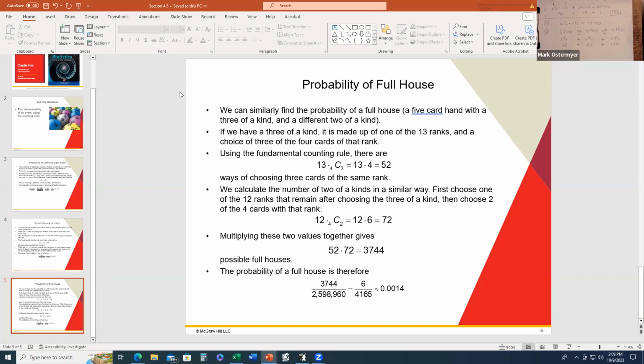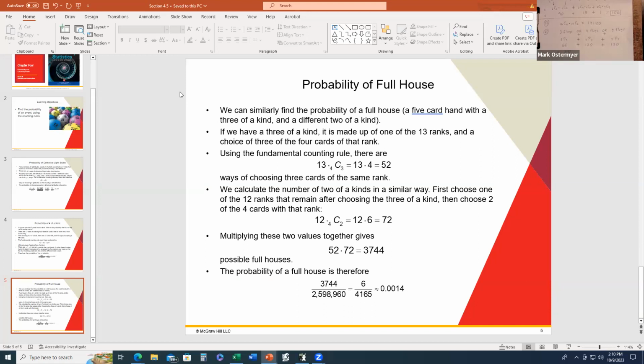Okay. So how many different ways can I select 3 of a kind? Well, there's 13 different ranks to choose from, times, ladies and gentlemen, how many different ways can I select from 4 of each rank, 3 of the ranks, where order does not matter? That'd be 4 in combination with 3.